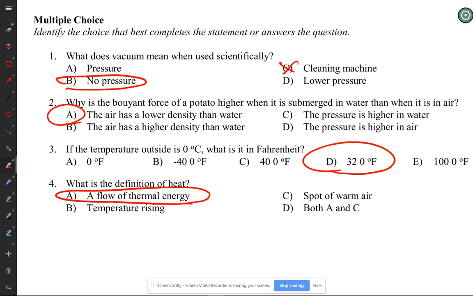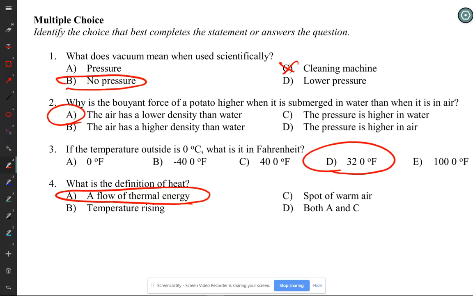So learning from this and hopefully also scoring well, right? No. I got 2 out of 4, because I thought 2 was C. Because I feel like we talked about that. Remember, it's the difference in pressure that causes buoyancy, not the pressure itself, but the difference.